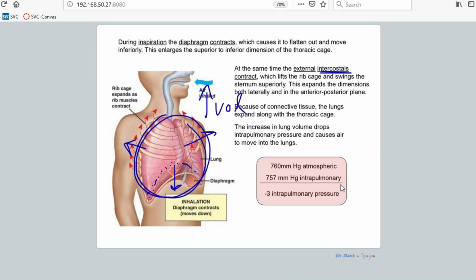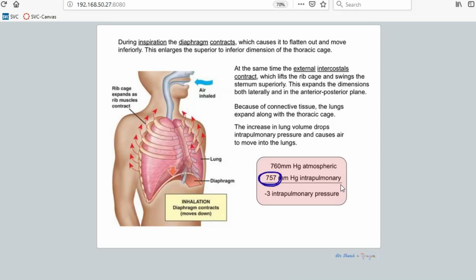And when you have an increased volume, you have a decreased pressure. And that's what we're looking at right here. So when the respiratory muscles contract, pressure drops to 757, and that allows air to move from the atmosphere into the lungs. Okay, so simply by contracting the respiratory muscles, we change the pressure, and that allows air to move down its pressure gradient into the lungs.